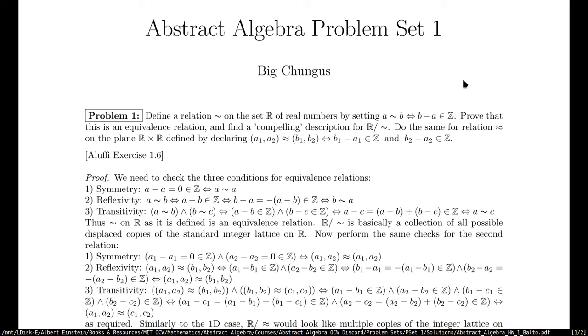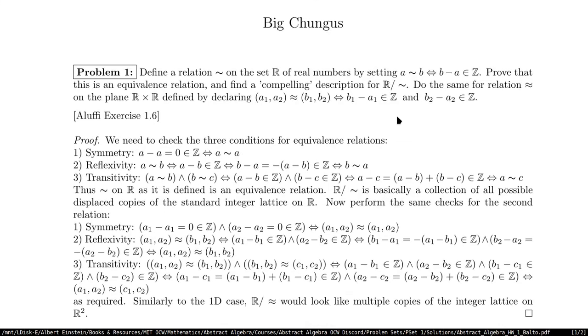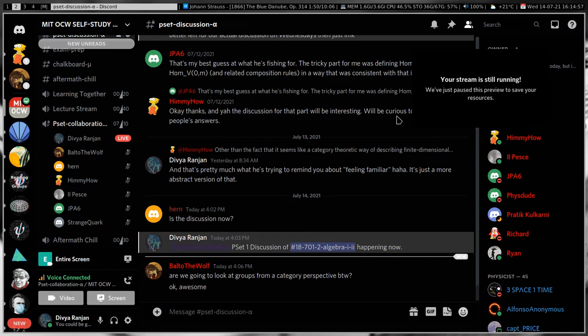So we have the first problem, and this is the solution. You just make sure that the equivalence relation satisfies the 3 conditions, and it does. And Balto says that R mod twiddle, the quotient space for this equivalence relation, is basically a collection of all possible displaced copies of the standard integer lattice on R. Balto, would you like to explain this a bit, if you can talk? I'm not sure if you can.